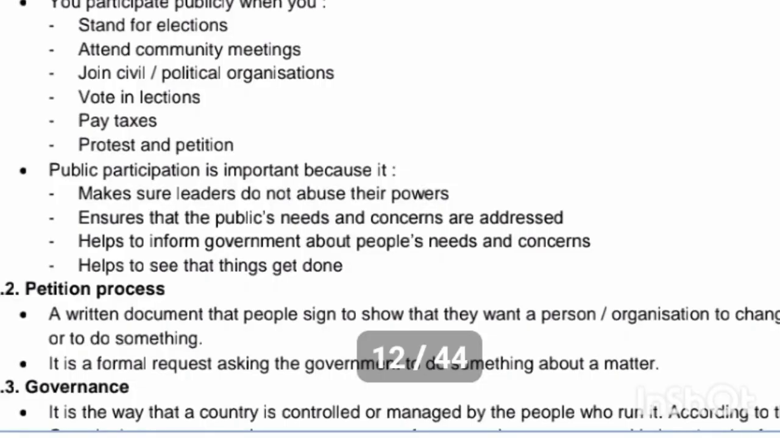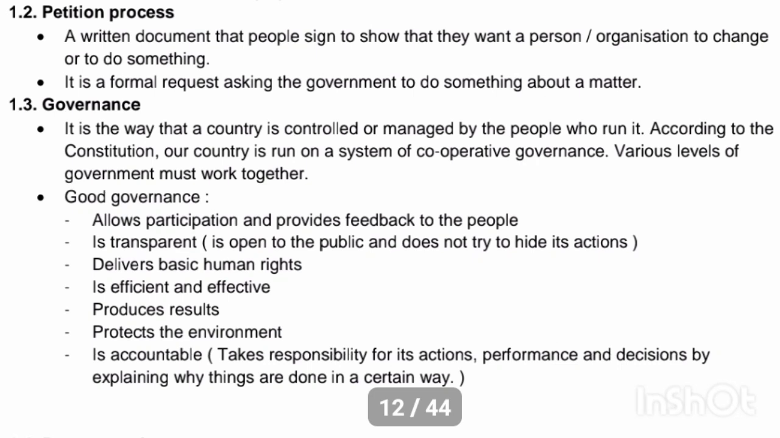Now let's take a look at the petition process. It is just a written document that people sign to show that they want a person or organization to change or do something different. Basically, it is a formal request asking the government to do something about a matter. This is what I was saying in the previous point. If you listened to this, please go back if you didn't hear this well. And yeah, we were talking about petition processes and possibly governance if we have the time, okay?